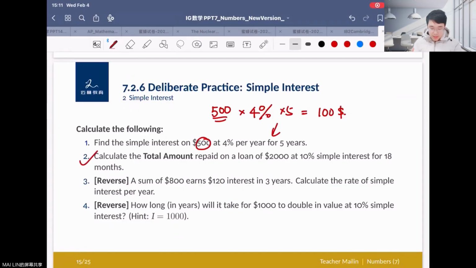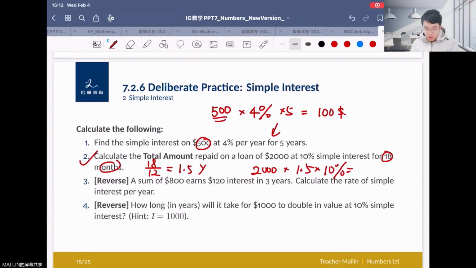And the second problem is: calculate the total amount repaid on a loan of $2,000 at 10% simple interest for 18 months, right? So for simple interest, most of the time we calculate by years. So you have 18 months, you have to use 18 over 12, that equals 1.5 years. So 2,000 times 1.5 years, and for each year we have 10%.